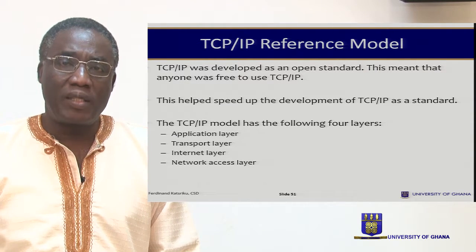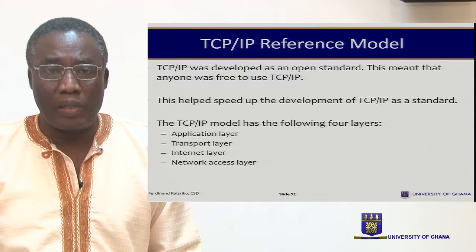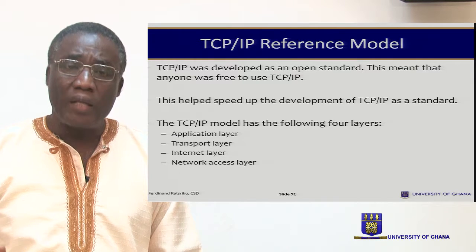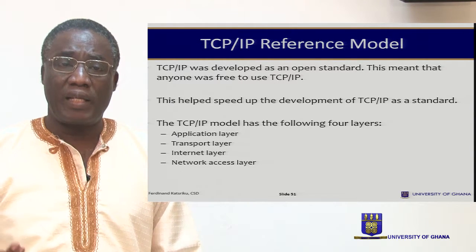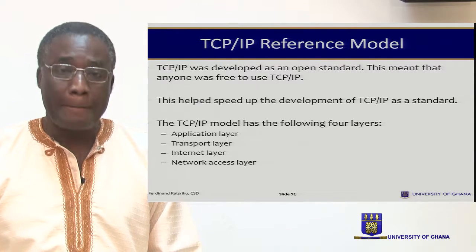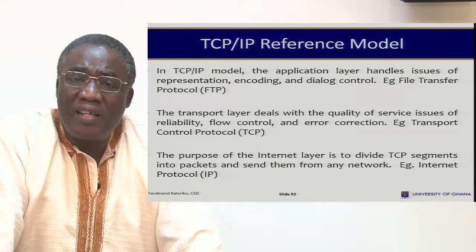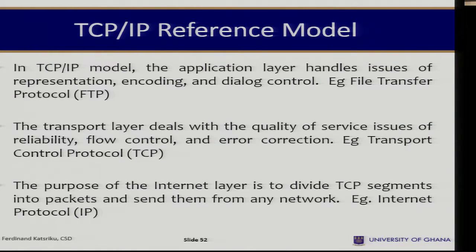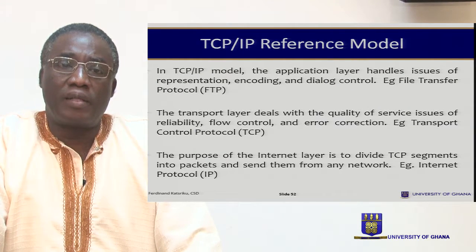Note that even though some of the names may be similar, they are not exactly the same. The TCP/IP has an application layer, transport layer, internet layer, and then a network access layer. In the TCP/IP model, the application layer handles issues of representation, encoding, and dialog control, for example the File Transfer Protocol, FTP. I don't know how many of you have used FTP before, but it is a protocol that you can use to transfer files.